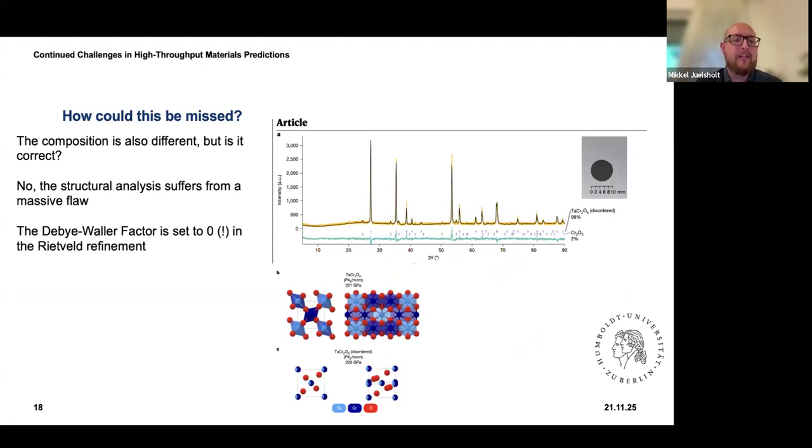There's also this thing about the composition, right? They say, okay, they have twice as much chromium as they have tantalum. The problem is that their analysis suffers from a really big flaw, which is that in this refinement, they have set the Debye-Waller factor, which describes the thermal vibration of the atoms, to 0. That means the atoms in this structure impossibly do not move. And we know this is not possible, right? Even at 0 Kelvin, atoms will always vibrate. And this is, of course, a big problem when you do a refinement, because the occupancy of atoms and the Debye-Waller factors are correlated quite heavily.